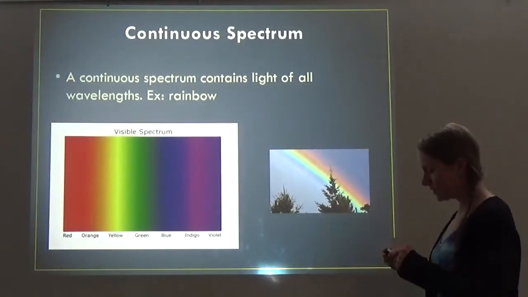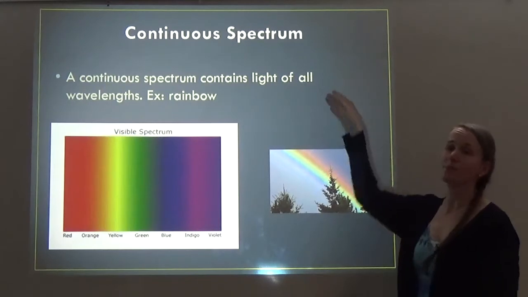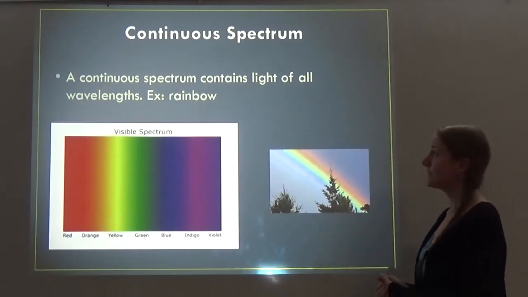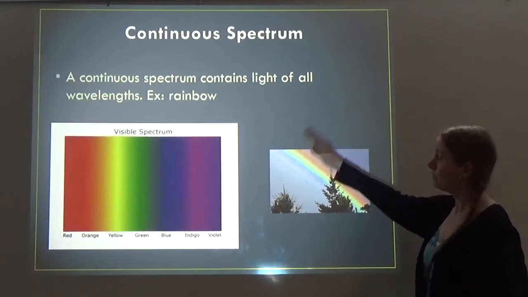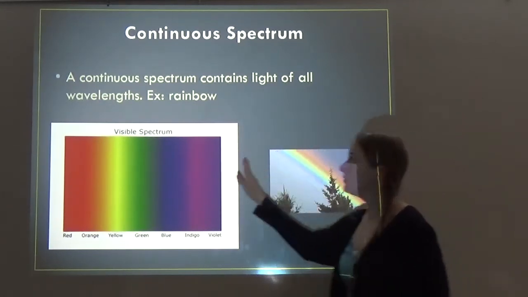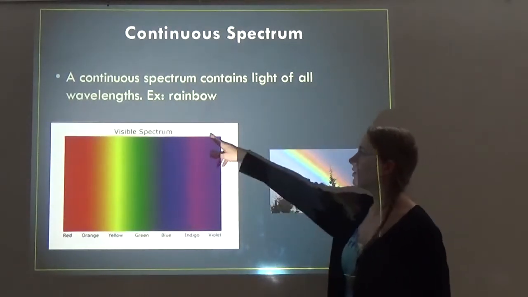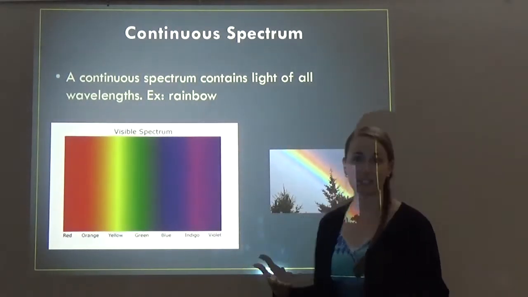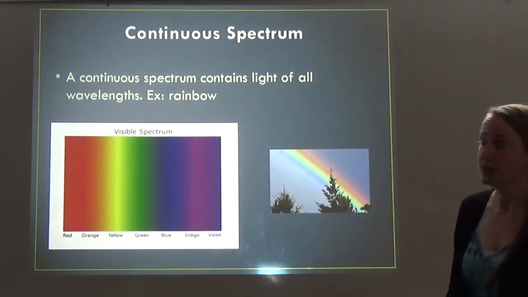So next thing we're going to talk about is a spectrum. There's a continuous spectrum, and then we're going to talk about atomic emission spectra. A continuous spectrum contains light of all wavelengths. An example would be a rainbow. If you look, you can see from red all the way to violet. There are no dark spaces where we can't see the color. That is a continuous spectrum.